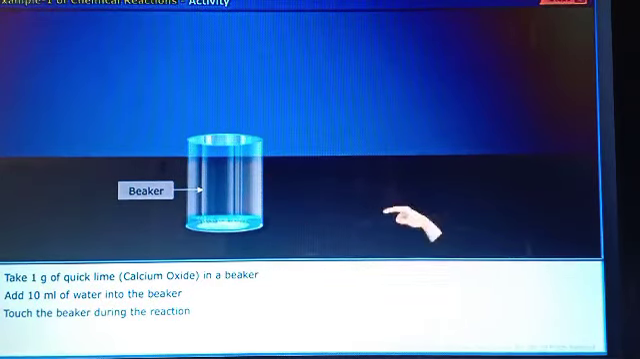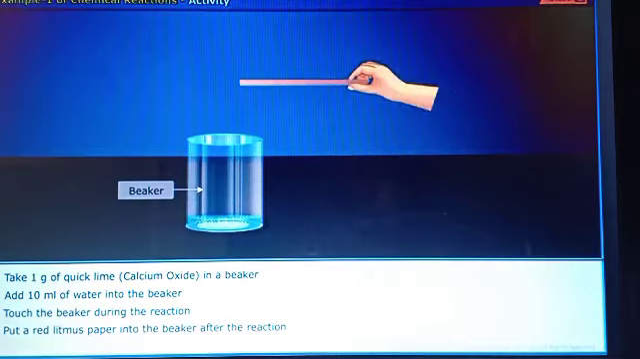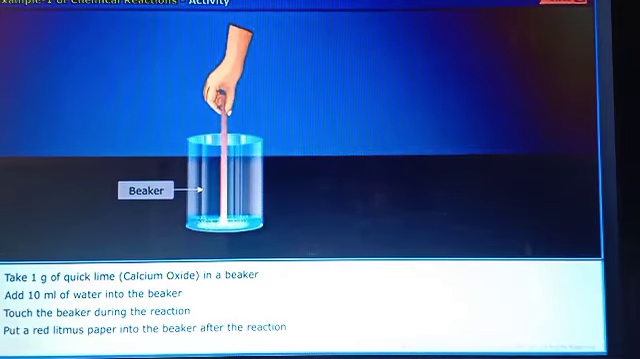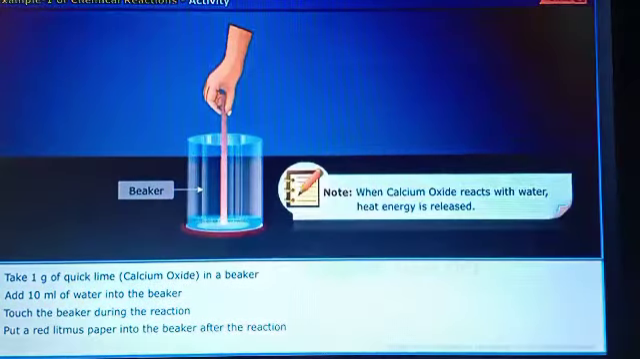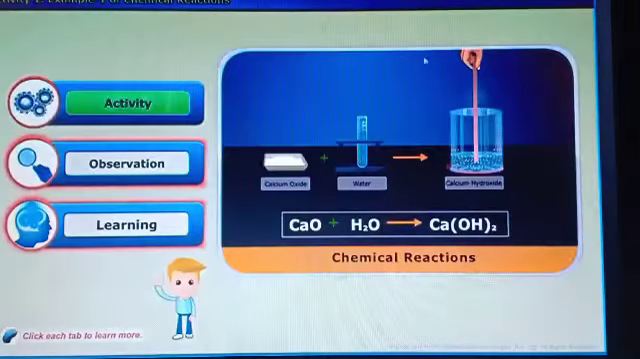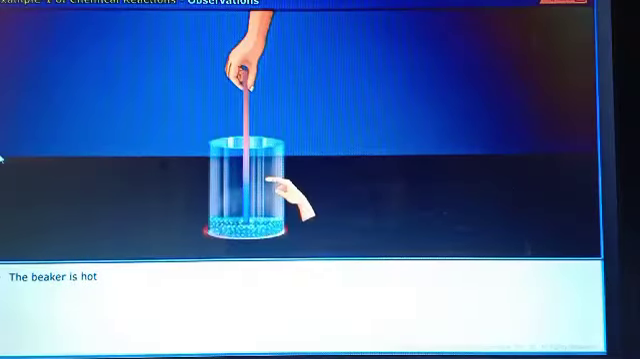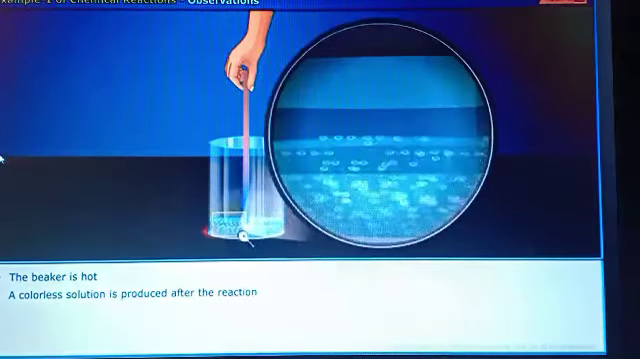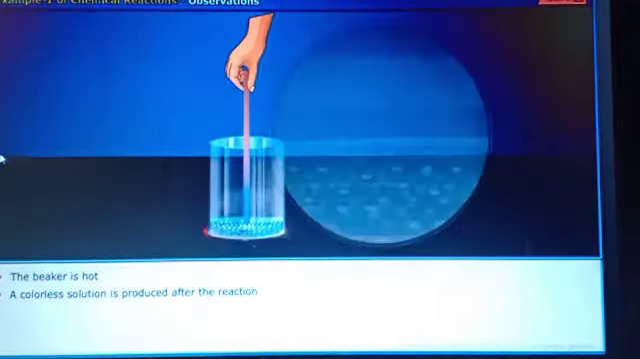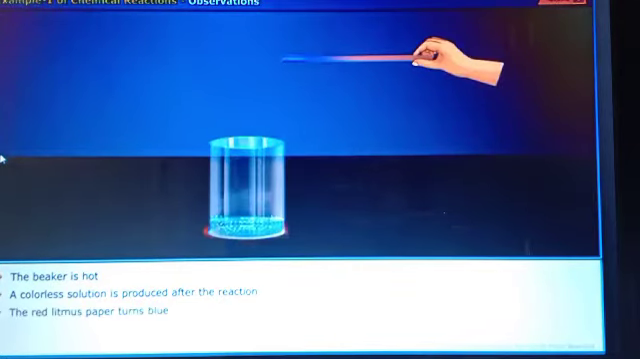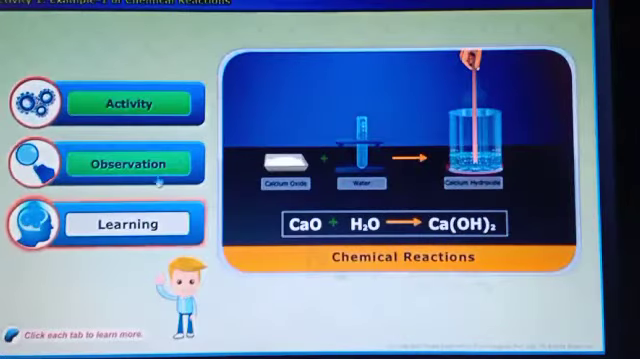Touch this beaker during the reaction. Then put a red litmus paper into the beaker after the reaction. Here you can see when the calcium oxide reacts with the water, calcium hydroxide is formed. Due to this reaction, the beaker becomes hot and a colorless solution is produced. And the red litmus paper turns blue.